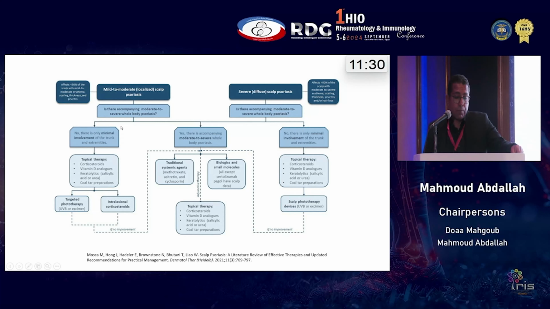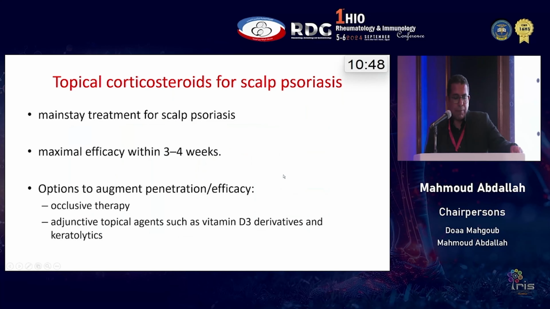For patients with mild to moderate psoriasis without involvement of the rest of the body, we can go for topical corticosteroids, vitamin D analogs, or a combination of both, keratolytics, and crude coal tar preparation, which in my opinion is the best option in these patients. If this doesn't work, we can do targeted phototherapy, or we can do intralesional corticosteroids if the patient has only localized involvement. For patients with severe scalp involvement, we don't do intralesional injection. We just apply topical scalp phototherapy or go for systemic therapy.